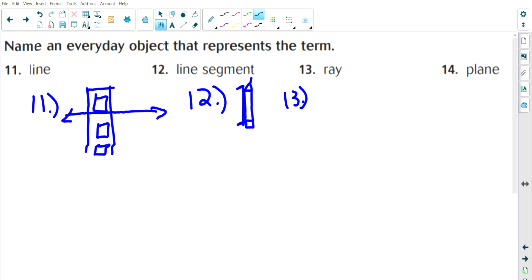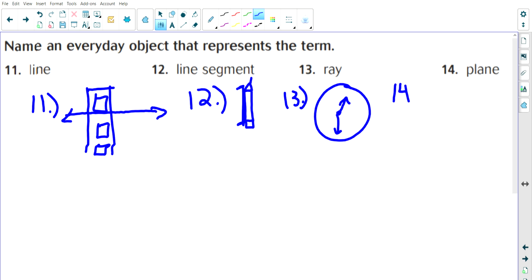Ray. A ray is a line that continues in one direction forever. So we already heard about a laser beam. That's a really good representation of a ray. Another one that looks like a ray is a clock hand. A clock hand starts at one place and then it has an arrow showing it's continuing. So a clock hand would be another good example of a ray.